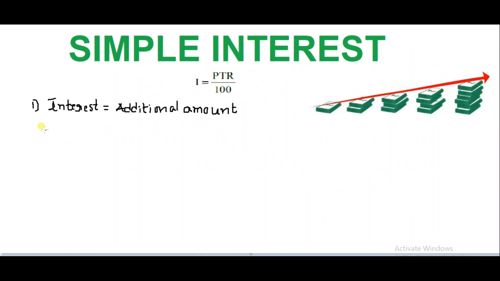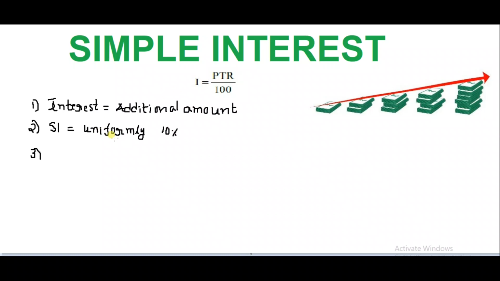Next, simple interest. We have two types of interest: simple interest and compound interest. Simple interest is calculated uniformly. Uniformly means suppose you borrow some amount of money at a fixed rate of interest. Suppose you borrow money at a 10% rate, you have to pay the 10% amount for the first year, second year, third year. It doesn't matter how many years, you have to pay the same rate of interest. Next, I equal to PTR by 100.